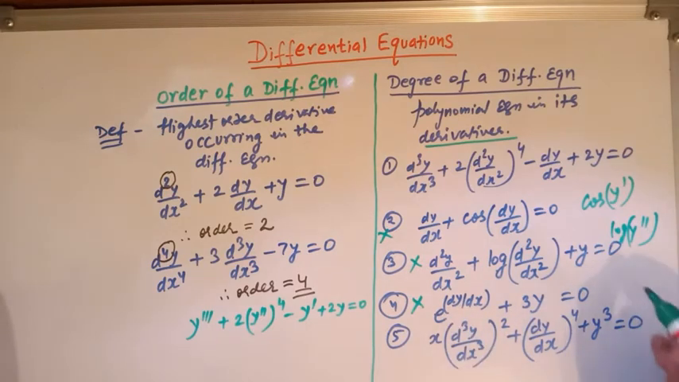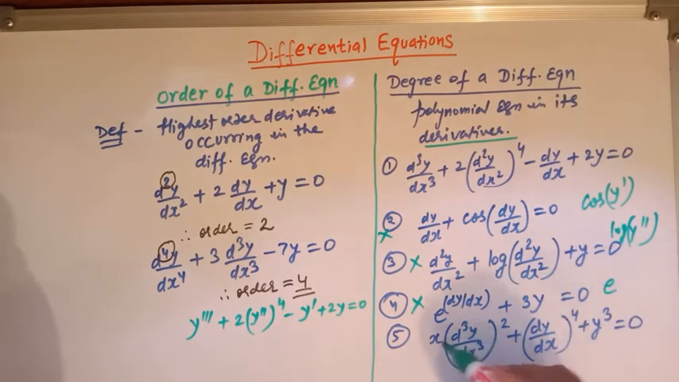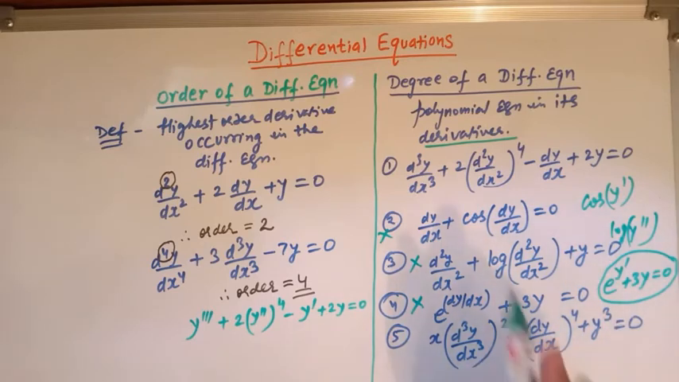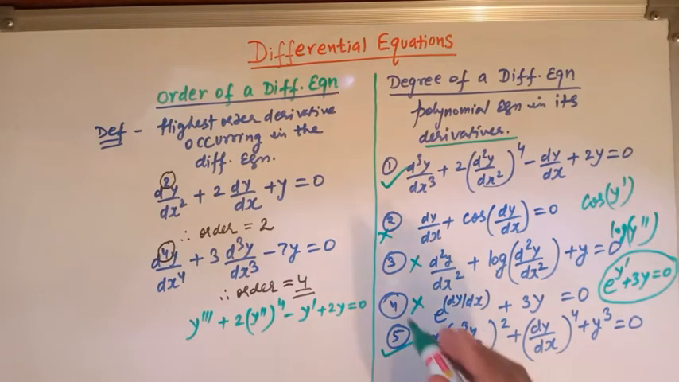Why? Because here the y prime occurs as a power of this exponential number. Clear? So here we have y prime, e raised to y prime plus 3y is equal to 0, and this equation is not a polynomial equation in the derivatives. So therefore this is also not a polynomial equation in the derivatives. Now this is a polynomial equation. Now equation 5 is a polynomial equation in the derivatives.